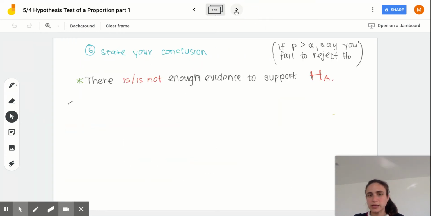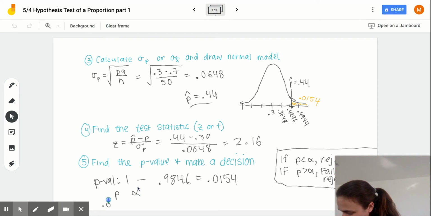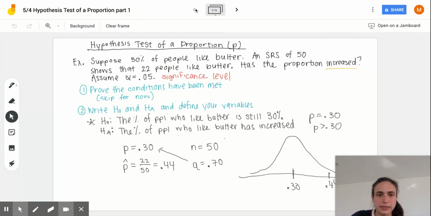Okay, so after that, you're going to state your conclusion. Oh, we didn't do that. Whoops, let's go back a second. So right here, now you have to compare your p-value to alpha. So our p-value here is 0.0154, and our alpha value, you need to read back to the question for that. So let's go right back here. It's going to tell us our alpha here is 0.05.